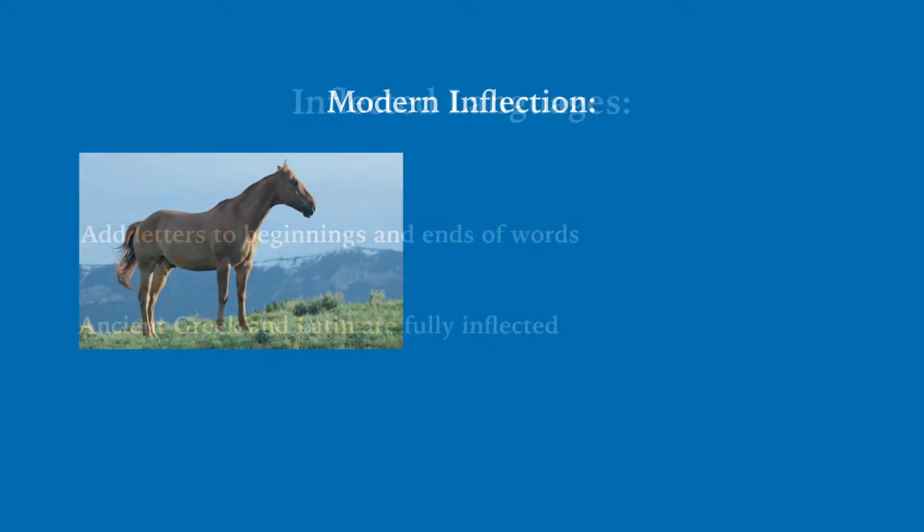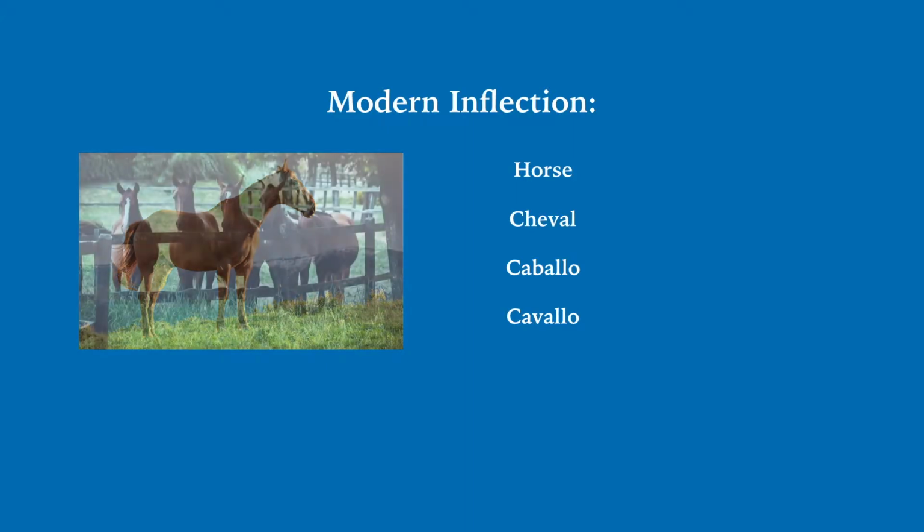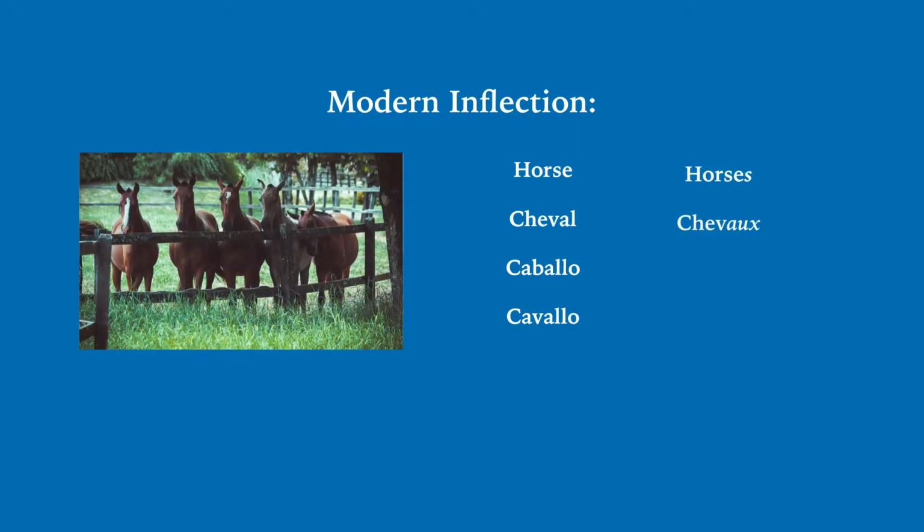For example, if we look at this object, we would call this a horse. In French, cheval, in Spanish, caballo, in Italian, cavallo. If there are more than one, we would say horses, chevaux, caballos, or cavalli. So you can see in modern European languages that if we want to make something plural, that is to show that there are more than one, which is singular, we add letters to it.